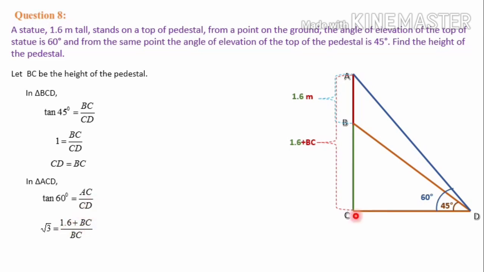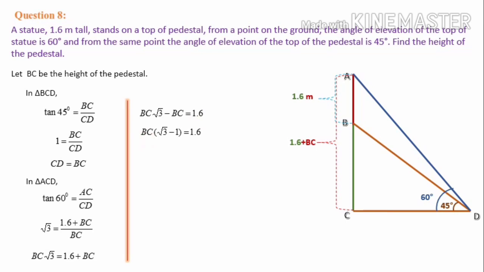Actually we don't want CD, we want BC only. CD and BC relation is there, CD is equal to BC. So replace CD and substitute BC. Then BC into root 3 is equal to 1.6 plus BC, cross multiplication. We have to go for calculation. Let the like terms with BC be on one side: BC root 3, minus BC, since when it comes to the left side it becomes minus BC, equal to 1.6.